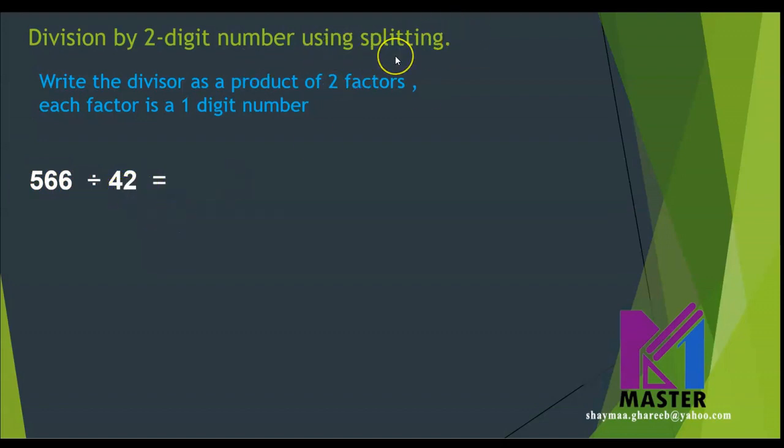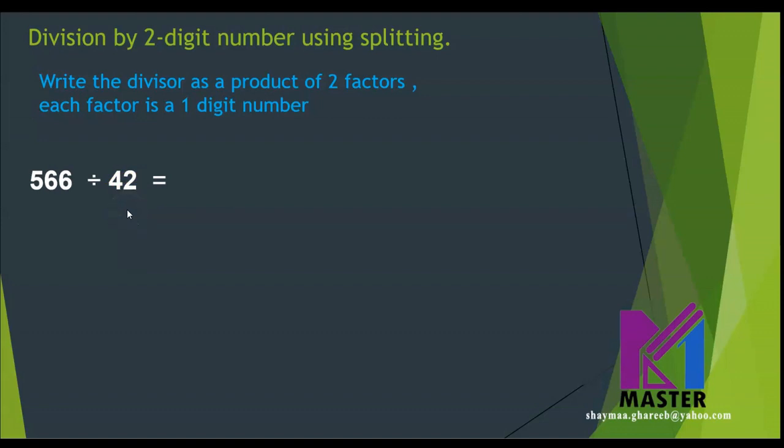To use the splitting method, the purpose from the splitting method is to do the division by two-digit number as division by one-digit number. So we are going to convert the two-digit number, which is 42, into one-digit number. How? By writing this 42 as a product of two factors. So you need to think of two numbers. When you multiply them together, you get the 42.